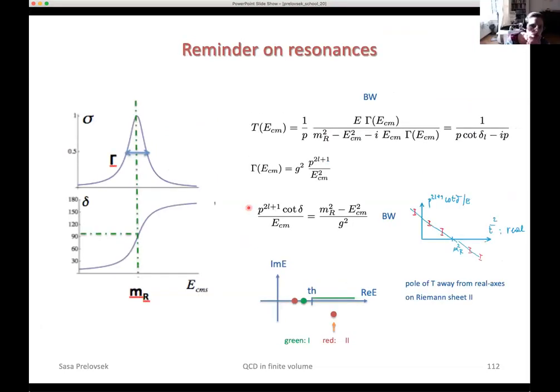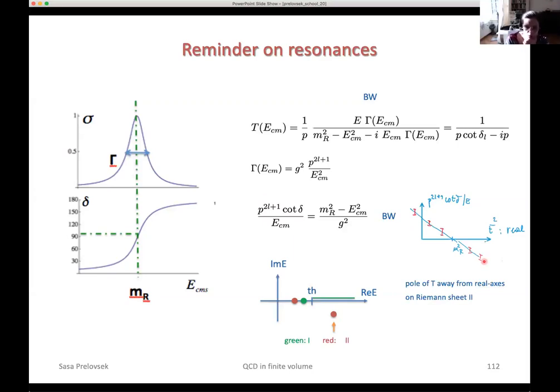This is a reminder. What do we expect to get as a scattering amplitude? We expect to get a Breit-Wigner scattering amplitude of this form. Not exactly this, but this is expected for resonance scattering. If you express the width in terms of the phase space and the coupling, and rewrite this equation, then you expect that this quantity, p^(2l+1) cot δ over E, should fall linearly with energy squared. If you get this, you're happy, you can extract the mass, as I will show you. This is just a reminder of what we have done analytically.